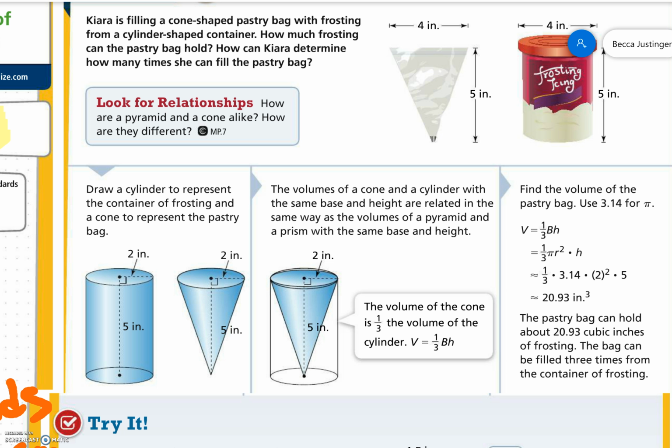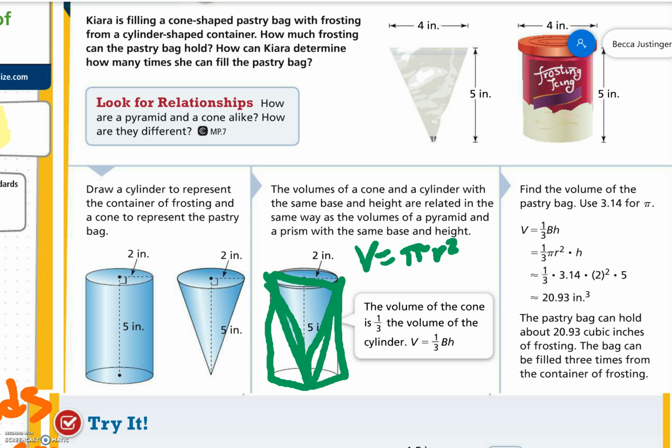The volumes of the cone and the cylinder with the same base and height are related in the same way as the volumes of a pyramid and a prism with the same base and height. So 3 cones could fit in the space of 1 cylinder. Remember that the volume of a cylinder is equal to pi r squared h. So if a pyramid is just 1/3 of that, the volume of the cone is 1/3 of that. So the volume of your cone, this is the most important formula for cone, is 1/3 pi r squared h.